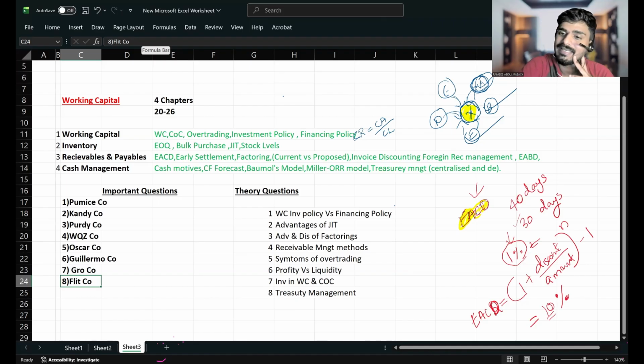That is what EACD is. EACD should be compared with the overdraft percentage. If EACD is more than the overdraft percentage, then we should not give discount. Rather, we can take overdrafts.